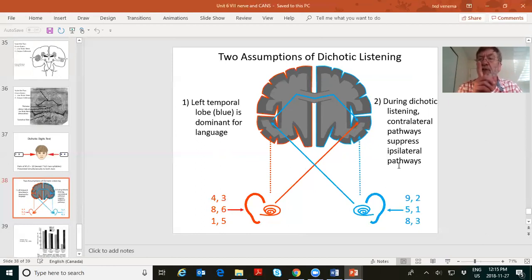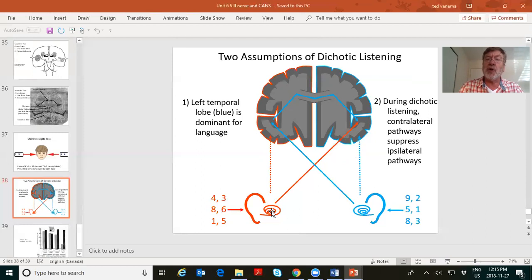During dichotic listening, and only during dichotic listening. Okay, so please don't think that this happens in real life. It's only when you're taxing a system with dichotic listening, different information to the ears at the same time. During dichotic listening, the ipsilateral pathways in dotted lines here are suppressed, and the contralateral pathways win.